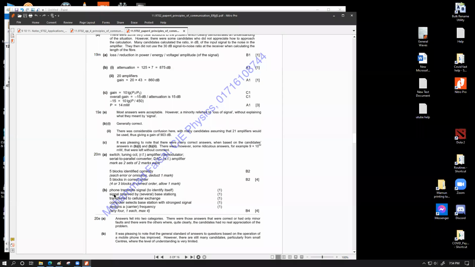In the mark scheme, it says that B1 was generally correct. B2, there was considerable confusion here, with many candidates assuming that 21 amplifiers would be used, thus giving a gain of 903 decibels. So this was the wrong information. General considerable confusion. So I don't want you guys to have this confusion.